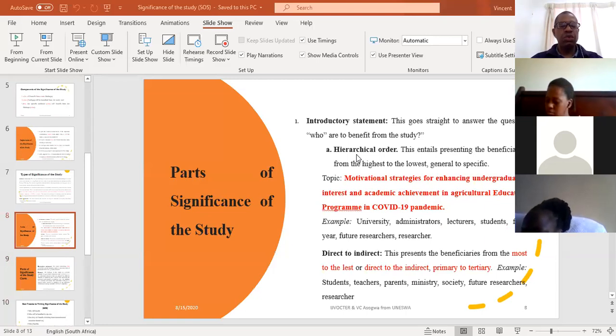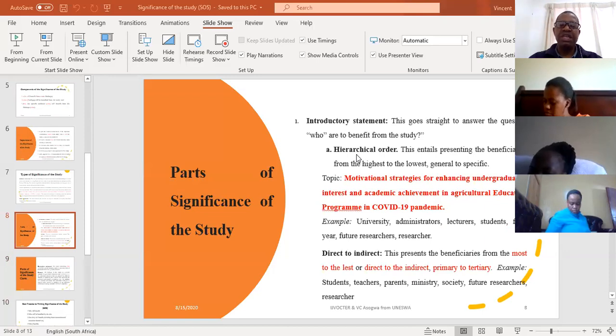Now, having said so, I will take you to the parts of significance of the study. We have two parts of significance of the study. The first one is introductory statement.